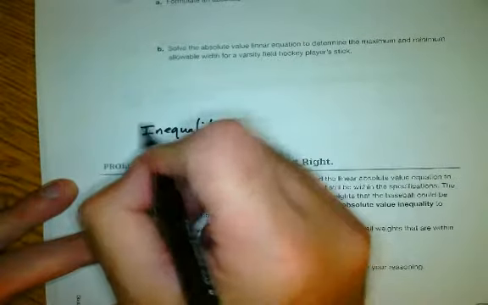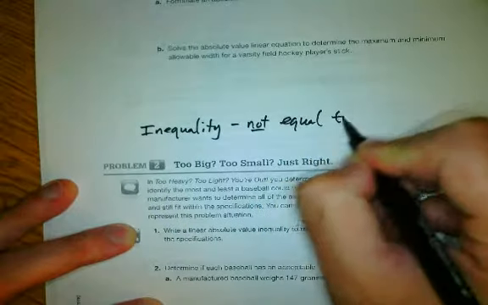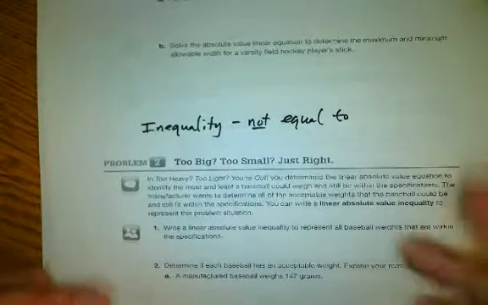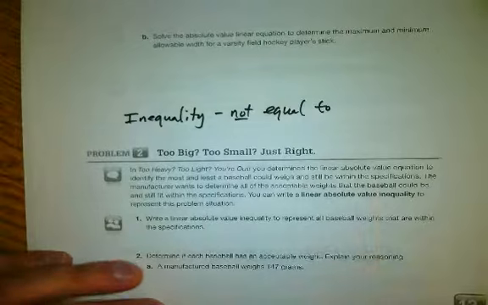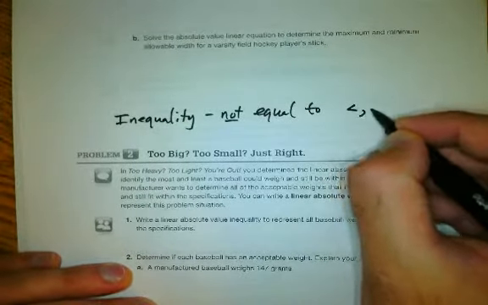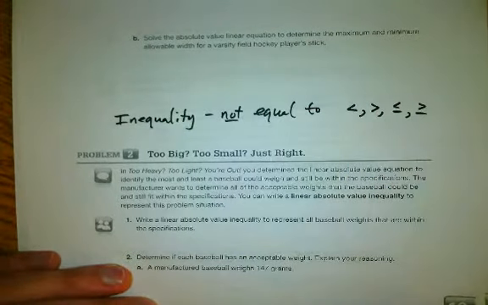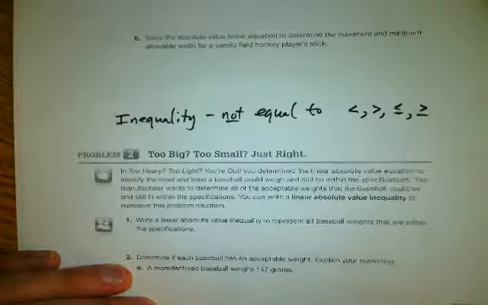So we have 4 inequalities. Okay, inequality is not equal to, although it could sometimes be and equal to. Alright, and those ones you probably remember from middle school and elementary school. Those ones are less than, greater than, less than or equal, greater than or equal. And those are the 4 things that we are going to do today.